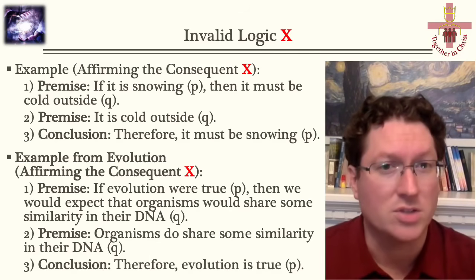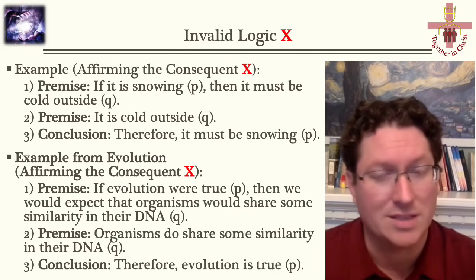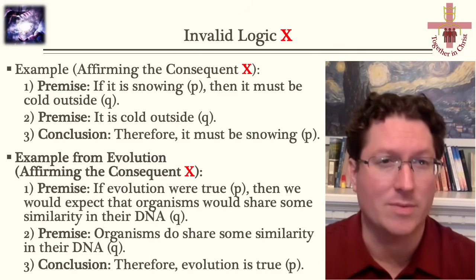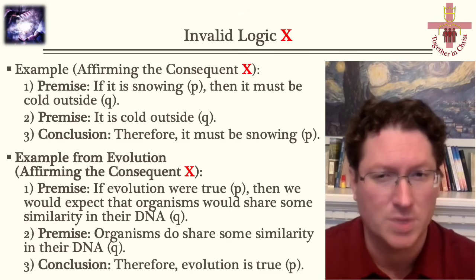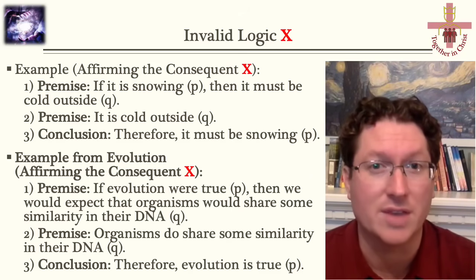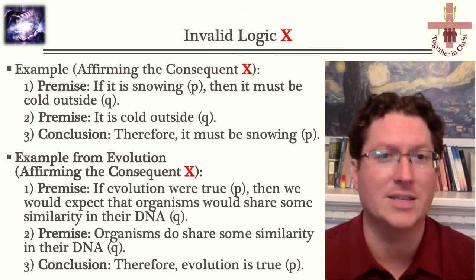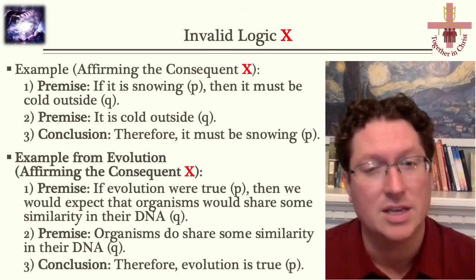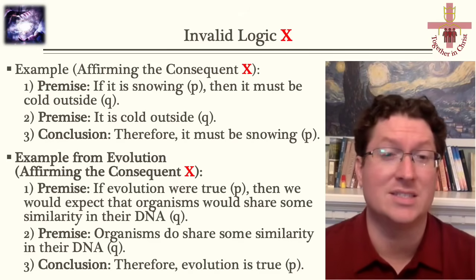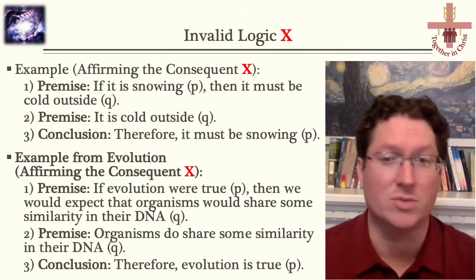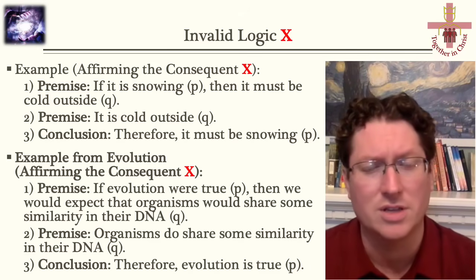So this is a logical error that evolution makes, that we can demonstrate here when we write it out as formal logic. So it's a great tool for identifying logical errors. And this is one of the basic tenets of evolution. This apparent similarity, supposedly evidence for evolution, whereas in fact you can see it's a logical fallacy.